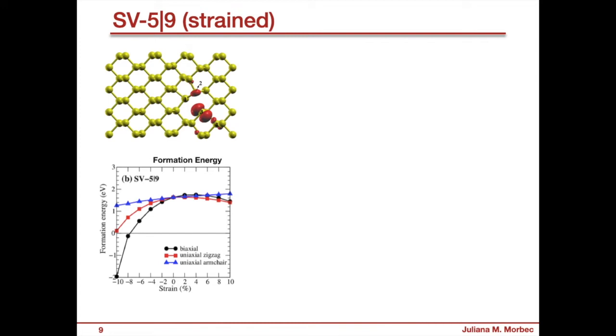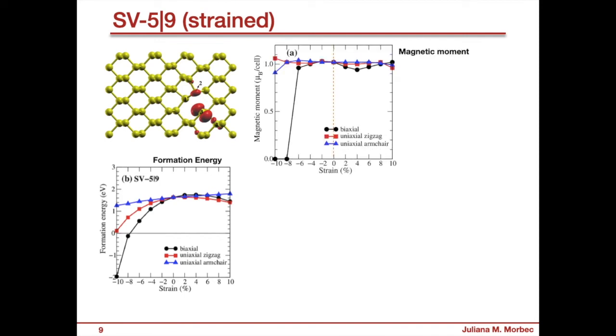So here is the formation energy. What happens to the magnetic moment in these systems? When you have zero strain, you saw that, for example, for the SV59 system, you have a magnetic moment of 1 millibor per cell. That's what's happening here. This is the formation energy. So the magnetic moment was 1 millibor per cell with 0 strain.